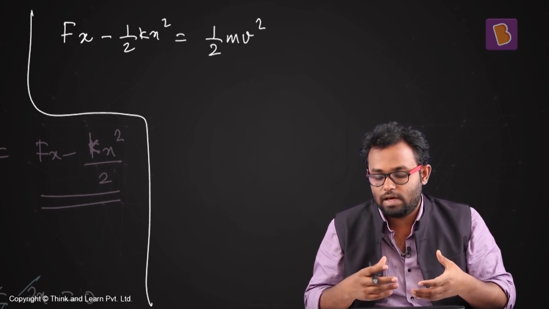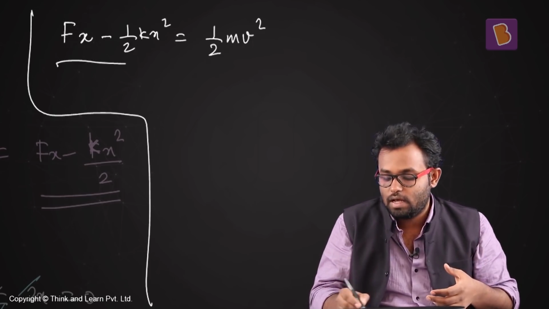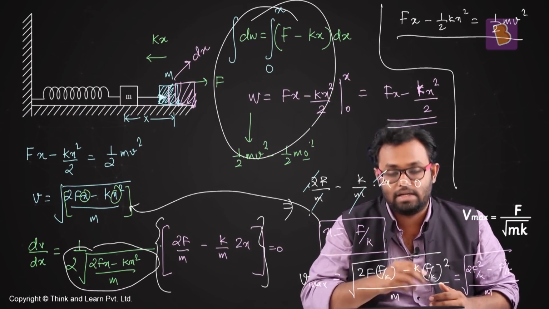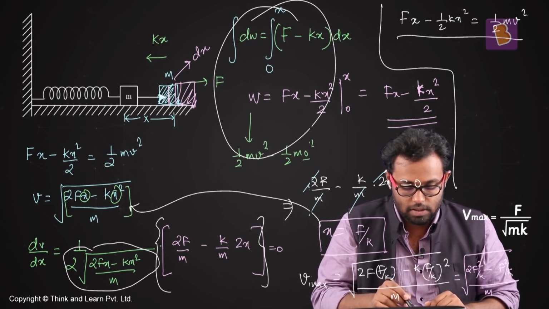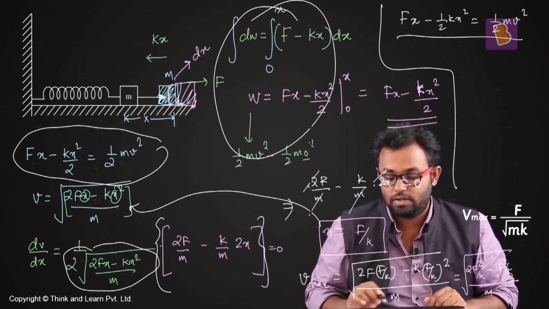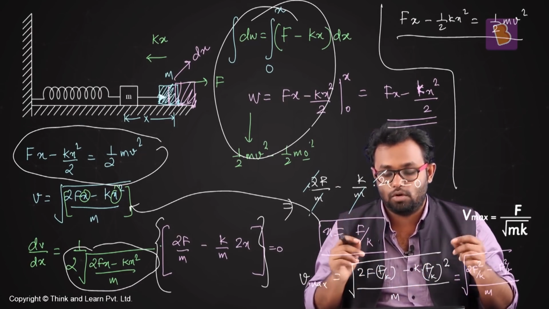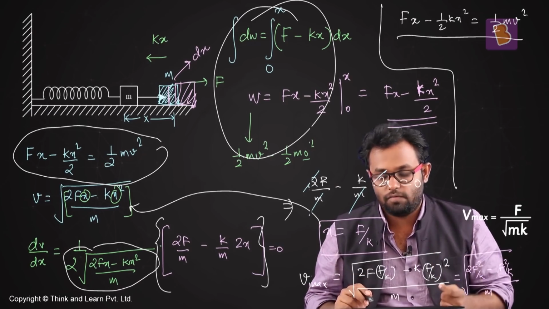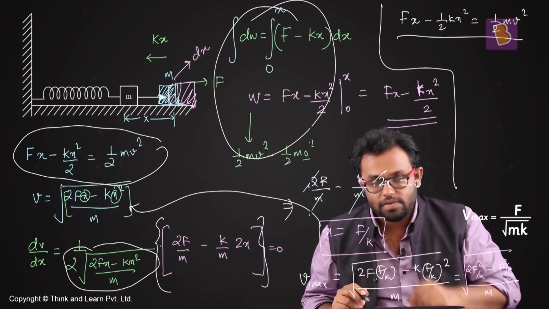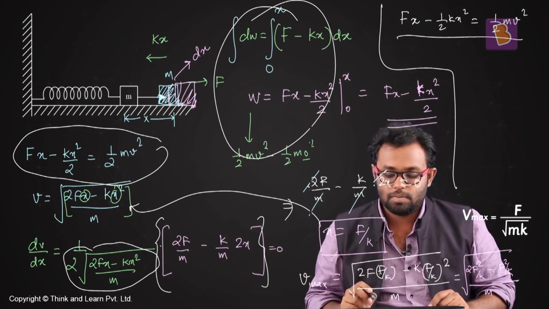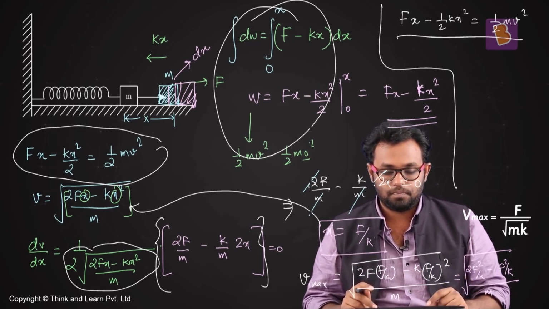So Fx minus half kx square is equal to half mv square is an expression you can arrive at without doing all this integration, right? This is the expression which I arrived at here after doing the integration. So you can avoid that by a little logic. It will save you a lot of time. You can avoid the differentiation as well. Now once I've gotten this expression, I want to know where v becomes maximum.